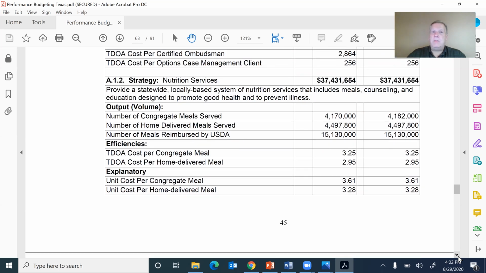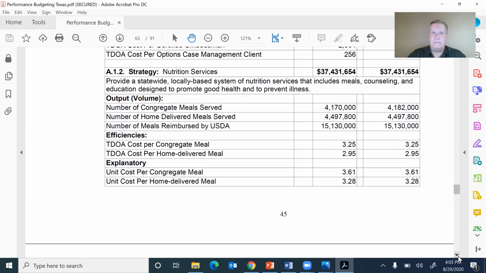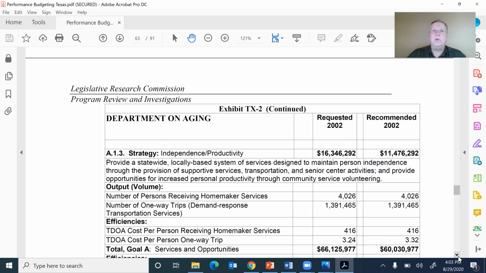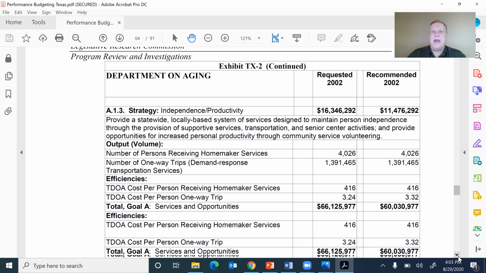More outputs here: number of congregate meals served, number of home delivered meals served, number of meals reimbursed by USDA. Again, this is information we can take and compare to previous years to see if our performance levels are increasing as compared to what we were doing in previous years. It's giving us this type of information that we need in order to better manage the operations of our organization.